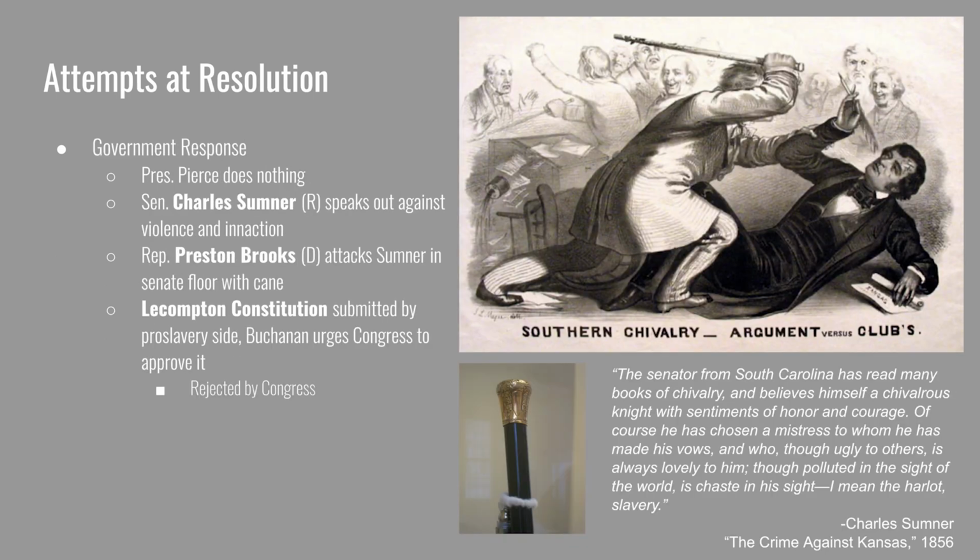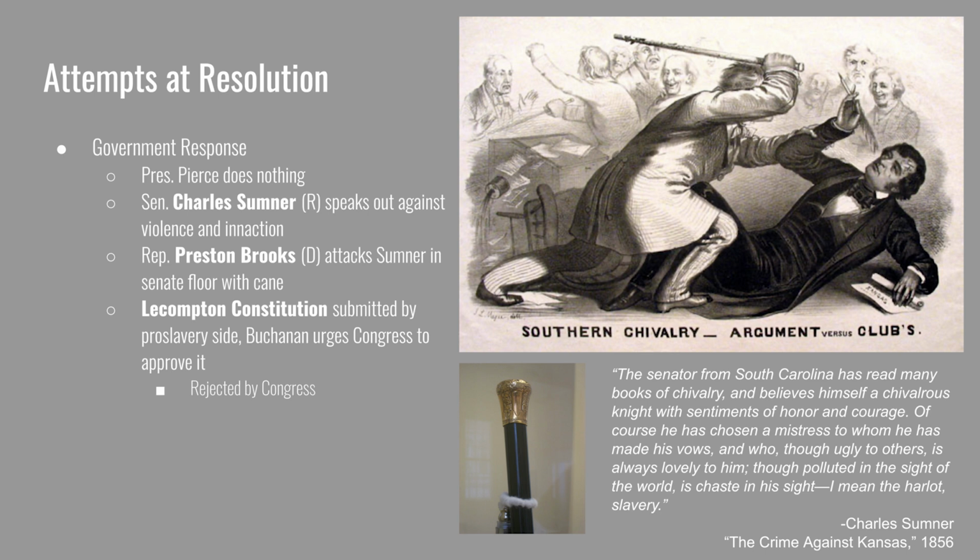The federal government's response to the Kansas violence was non-existent. President Pierce does not do anything, doesn't send federal troops. The pro-slavery and anti-slavery sides in Congress are riled up about this. Senator Charles Sumner, a Republican from Massachusetts, spoke out against the violence and the inaction of the government. He made a speech in the Senate and called out some of his fellow senators in his speech for their capitulation to slavery and the slavery interests.